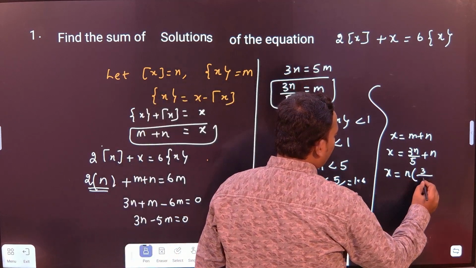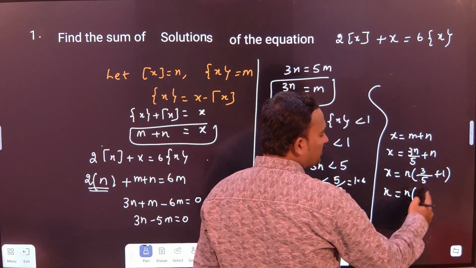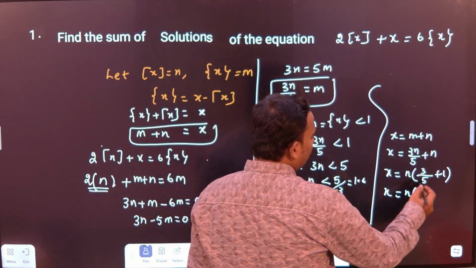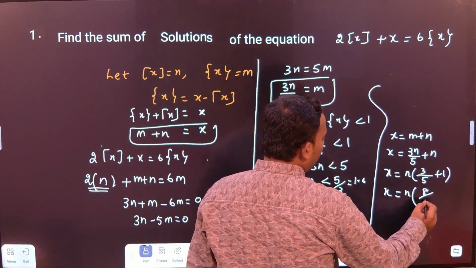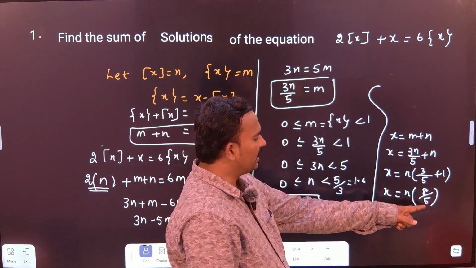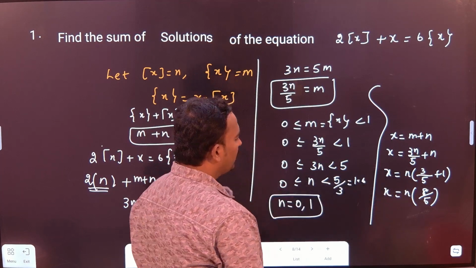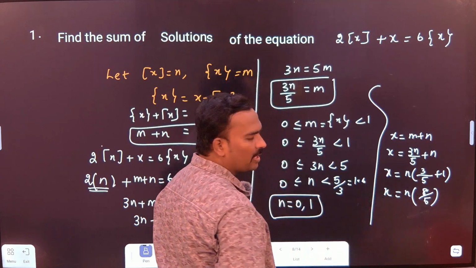You can take 3 by 5 plus 1. So x is equal to n. If you take 3 plus 5, you take the LCM, right? 3 plus 5 over 5, check it correctly or not. You take LCM 5, so 3 plus 5 is 8 by 5. So x is equal to 8 by 5 n.